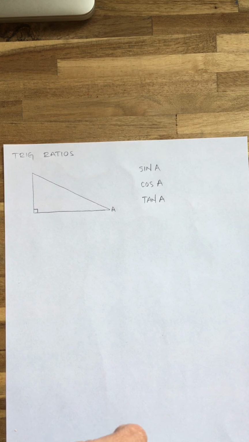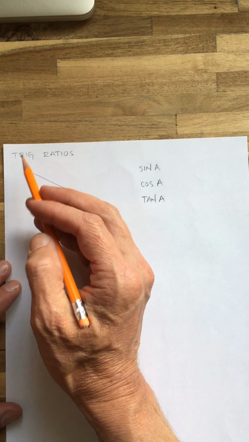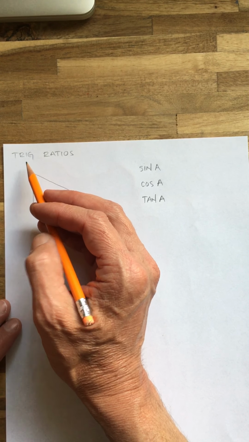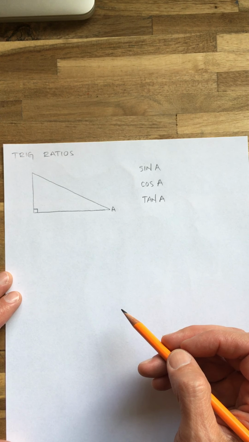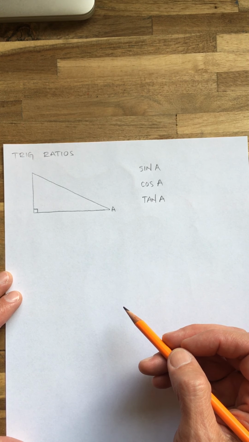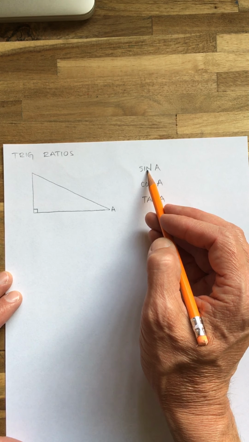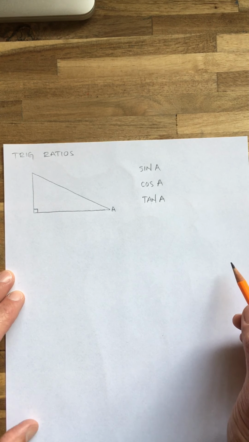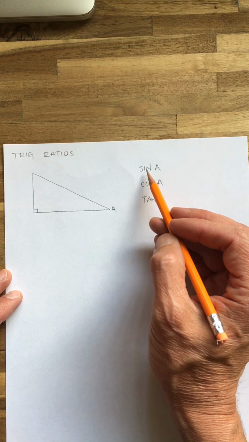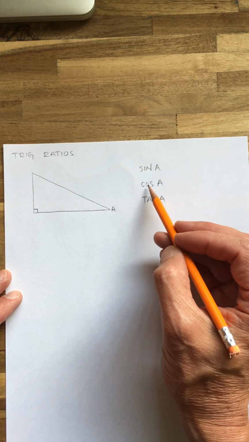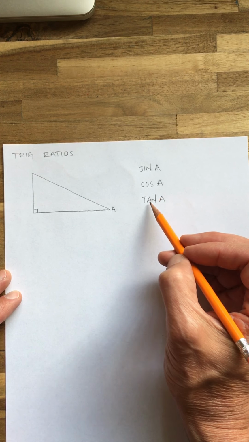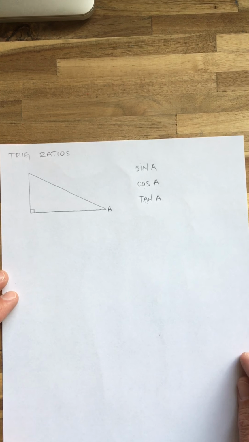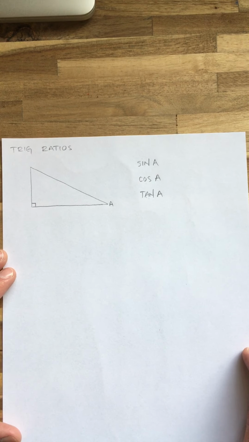We're going to start off with trig ratios. Trig is trigonometry, which is the measure of triangles. And the three trig ratios that I'm going to introduce to you are the sine function, the cosine function, and the tangent function. And what I'm going to do is show you how to find the sine of angle A, or the cosine of angle A, or the tangent of angle A. So it's kind of a memorization thing.